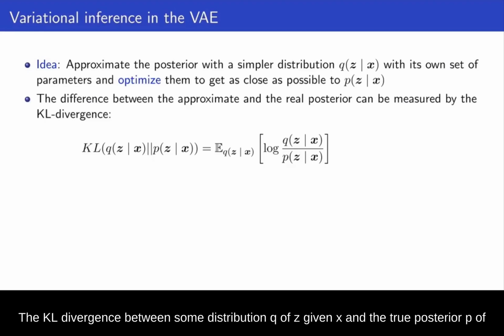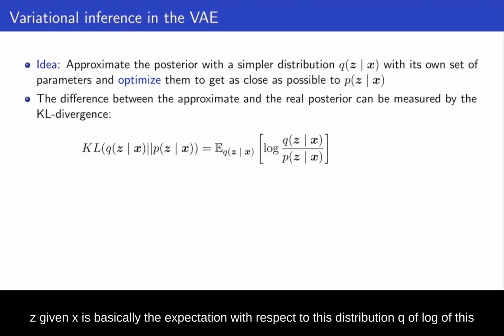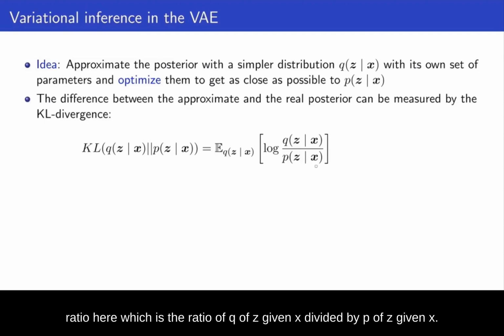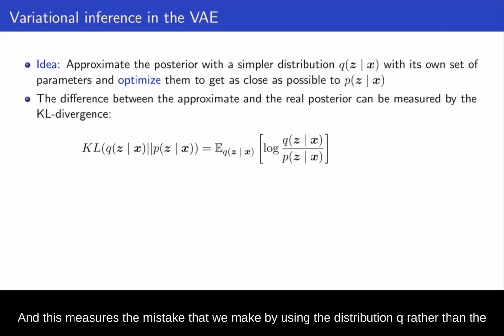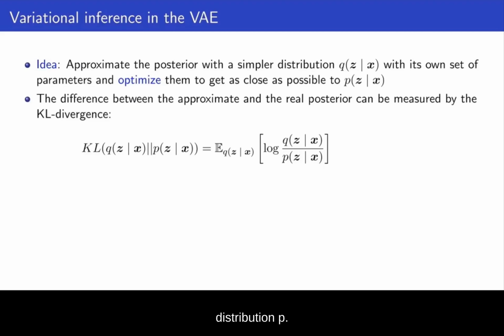So the KL divergence between some distribution Q of z given X and the true posterior P of z given X is basically the expectation with respect to this distribution Q of log of this ratio here, which is the ratio of Q of z given X divided by P of z given X. Then this measures the mistake that we make by using the distribution Q rather than the distribution P.